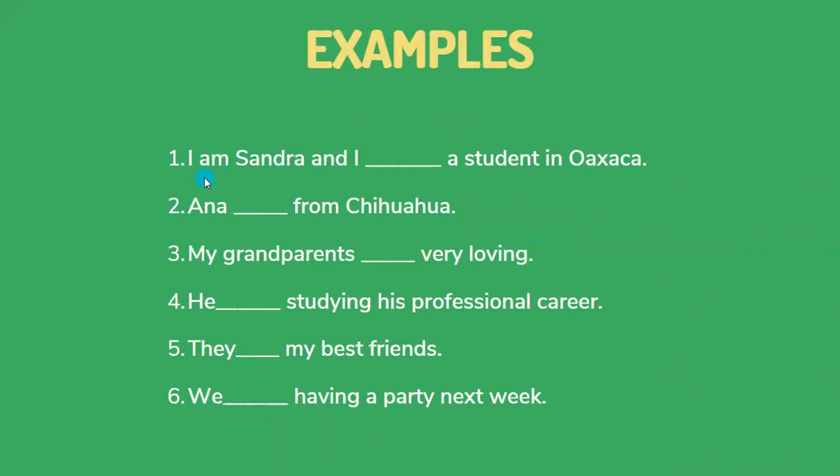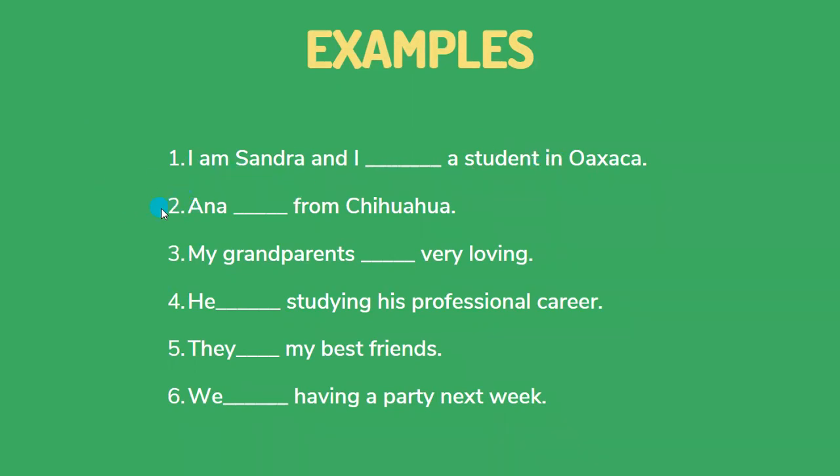Let's start with some examples. I am Sandra and I am a student in Oaxaca. Yo soy Sandra y yo soy una estudiante en Oaxaca. And if we want to put this in the contracted form, we just have to say I'm Sandra and I'm a student in Oaxaca.